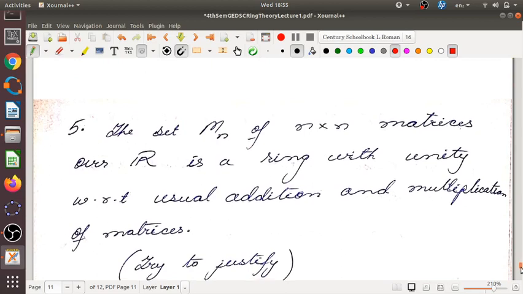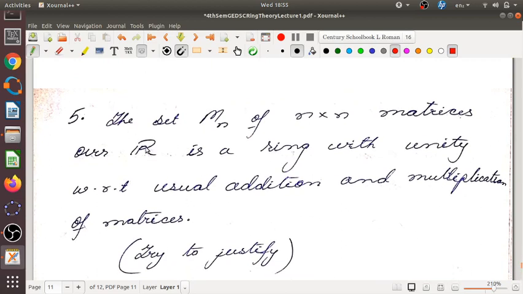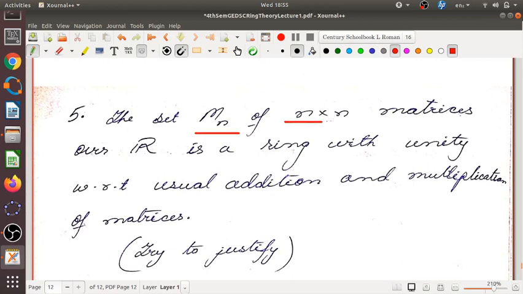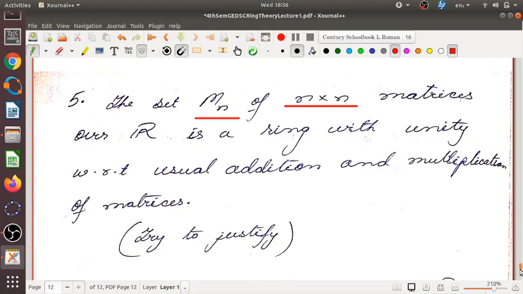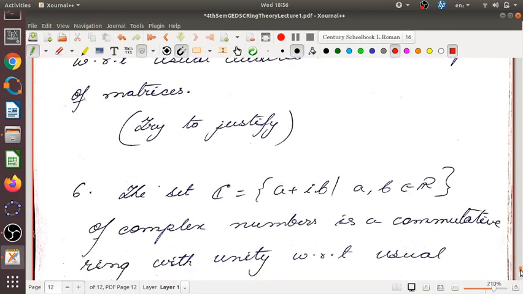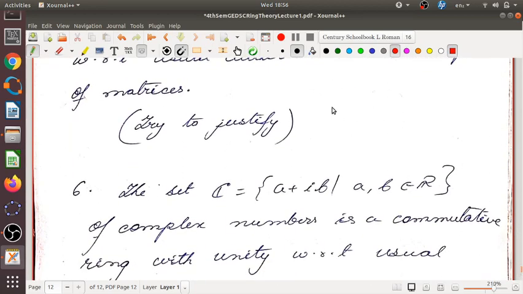So at home, please try this generalization, the set Mn of n by n matrices. I have done the case with 2 by 2 matrices. You do the same thing with n by n matrices. You show that it is a ring with unity with respect to usual addition and multiplication. So you try to justify, find the unity element, find the zero element, and also try to show that it's not commutative.